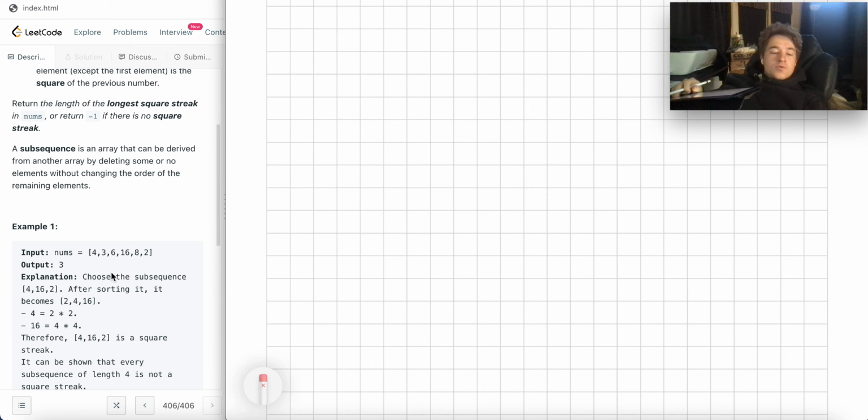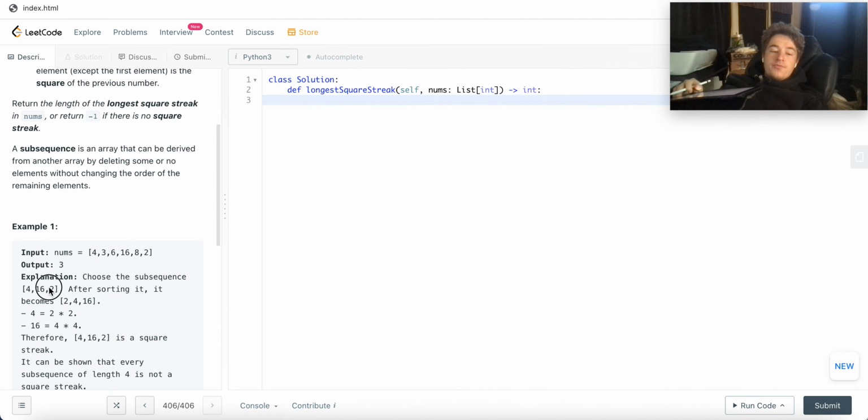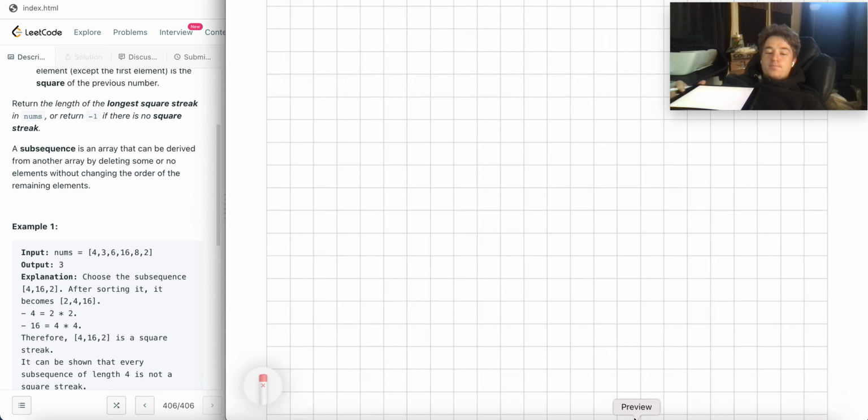Okay, so we choose a subsequence 4, 6, 2. Okay, because 2 squared is 4, 4 squared is 16. As long as the subsequent element is a square of the previous element, you have a subsequence. But what's strange about this is that it doesn't have to be in order, right? Because it can go 2 to 4 to 16, just as long as each element has its corresponding element, which is the next number in the square pattern. So that's a little interesting.